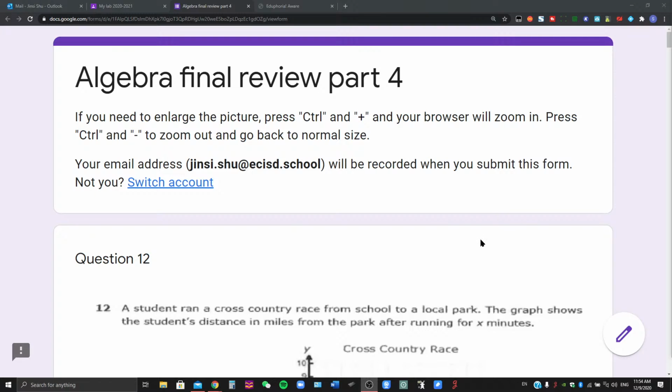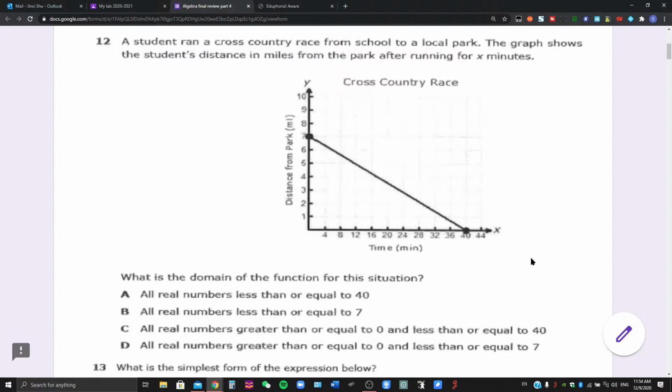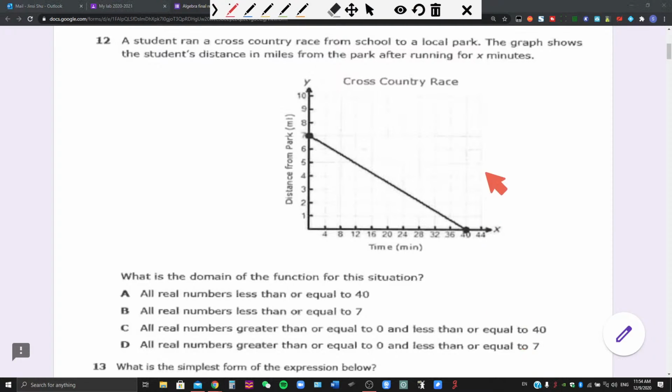Okay, let's look at part 4 of the final review. Question 12. A student ran a cross-country race from school to a local park. The graph shows the student's distance in miles from the park after running for x minutes. So this is the time, x minutes. All right, this is the distance. And what is the domain of the function?